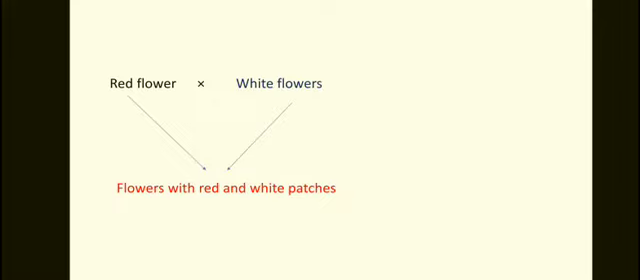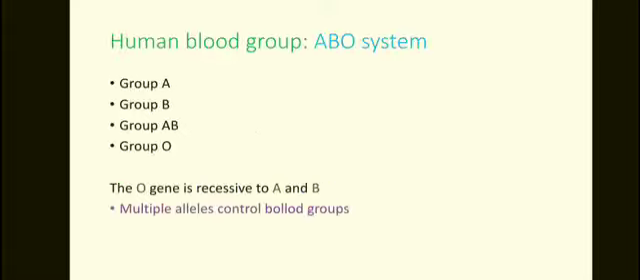That's very important. You have to understand. We spoke about complete dominance, we spoke about incomplete dominance, now we are speaking about codominance. In this case, a red flowered plant is crossed with a white flowered plant, and the offspring displays red and white patches.